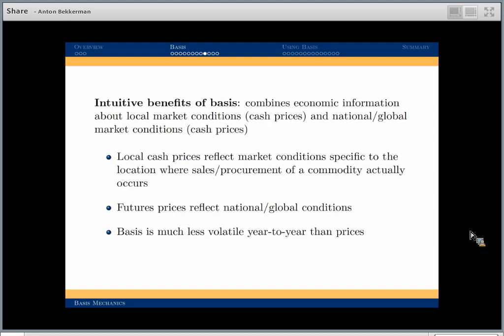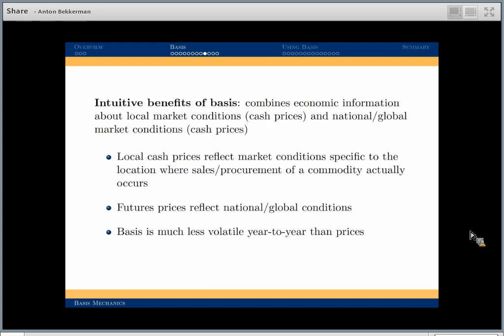The second advantage of basis is that because it combines those two prices together, it becomes much less volatile from one year to the next than prices. We'll talk about the mechanics of why that is in a second, but remember when you had that $1.35 average year-to-year change between prices? Well, basis is much less volatile than that. Let me show you.